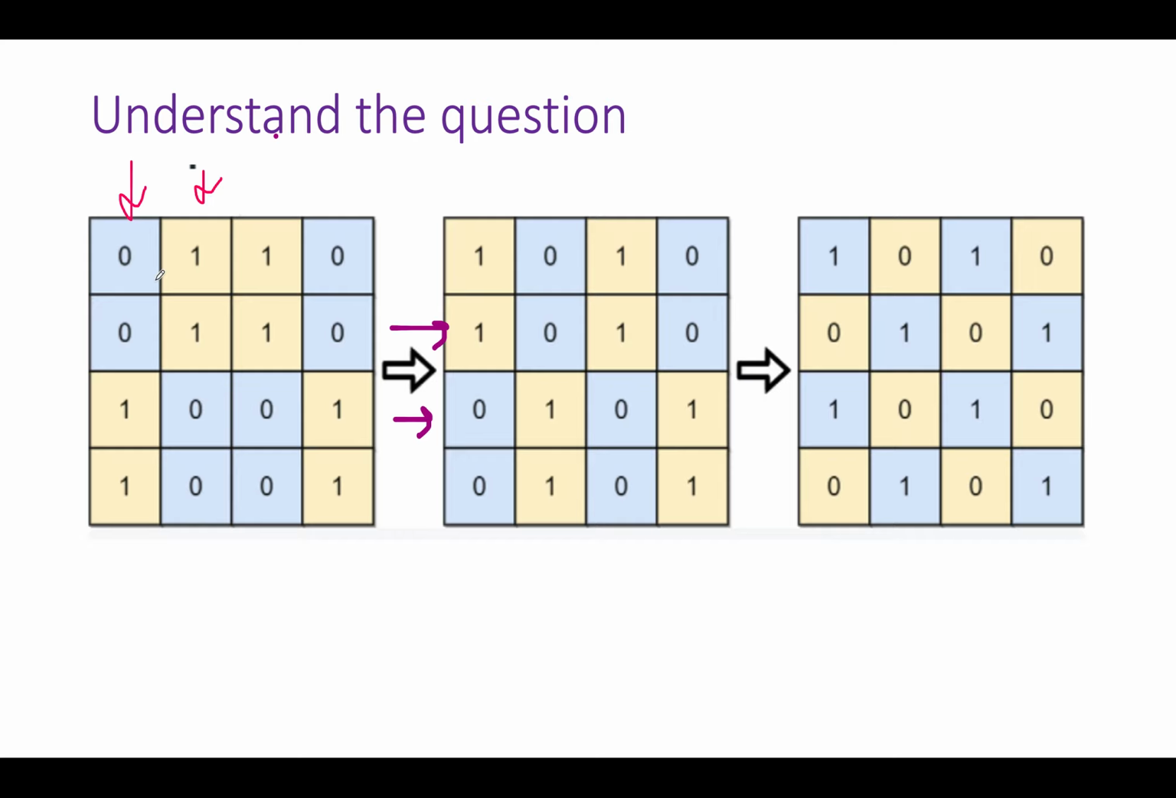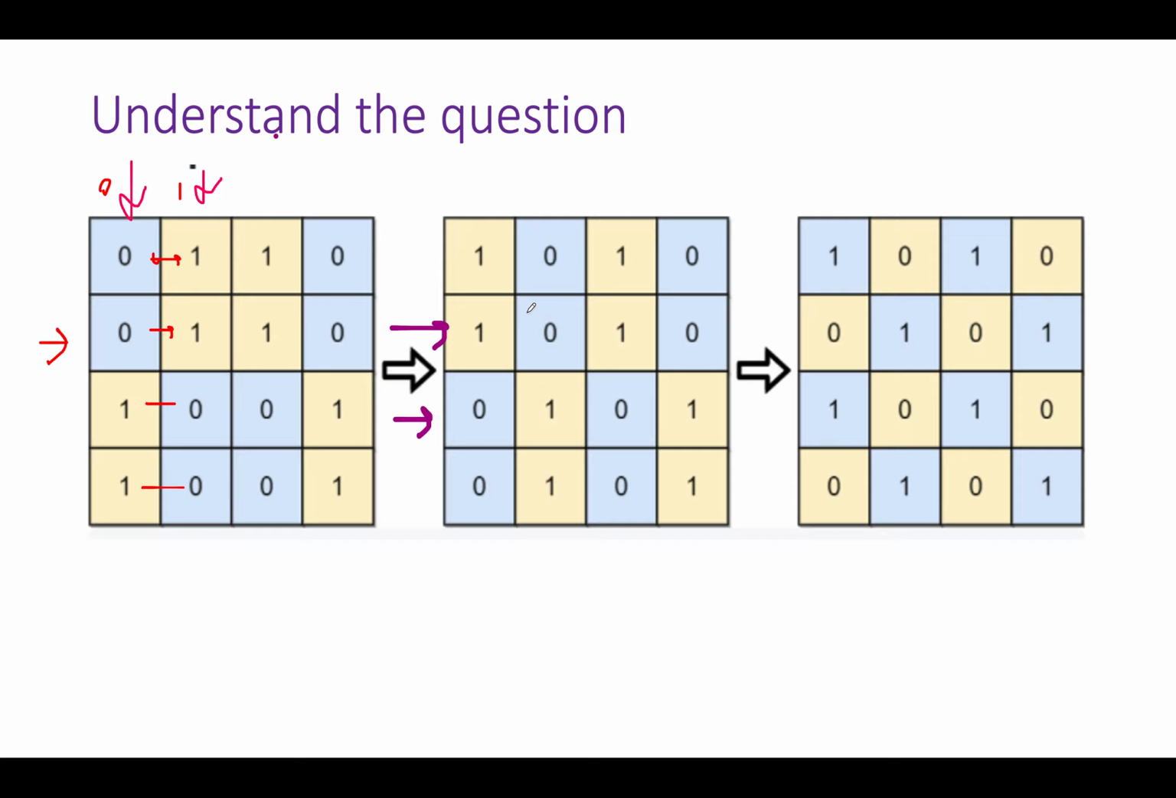How will we perform the transformation? In each move, you can swap any two columns with each other or any two rows with each other. For example, if this is the input grid that is given to us, in the first move we will swap the 0th column with the first column. So these two get swapped, these two get swapped, these two get swapped, and these two get swapped. What is the updated matrix? It's 1 0 1 0, 0 1 0 1, and the rest of the two columns remain the same.